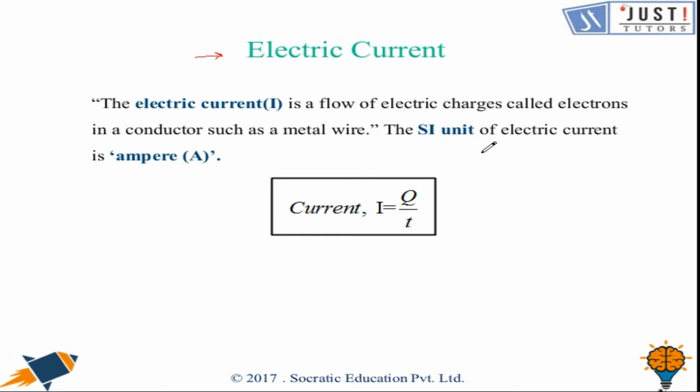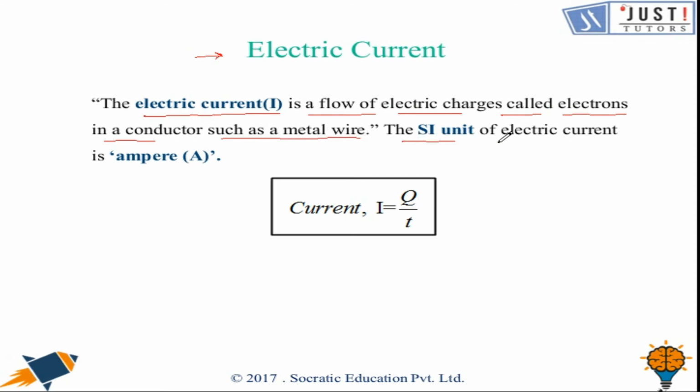Electric current. Now what is electric current? It is the potential difference which makes the electric charge flow in the wire. When two charged bodies at different electric potential are connected by a metal wire, then the electric charges will flow from the body at a higher potential to the one at the lower potential. This flow of charge in the metal wire constitutes an electric current. So we can define electric current I as a flow of electric charges called electrons in a conductor such as a metal wire.